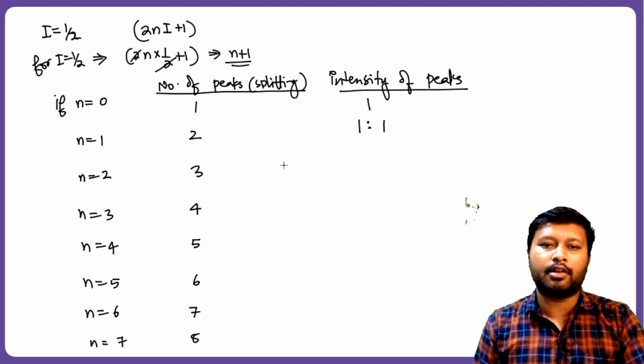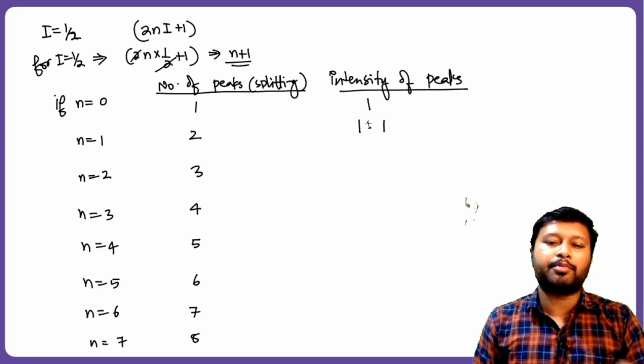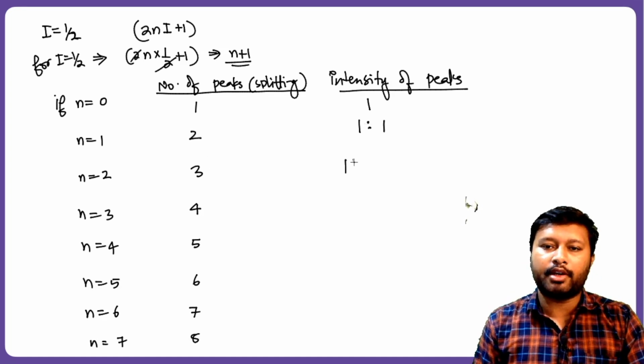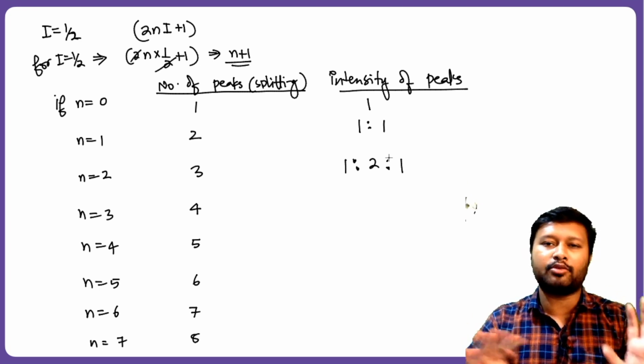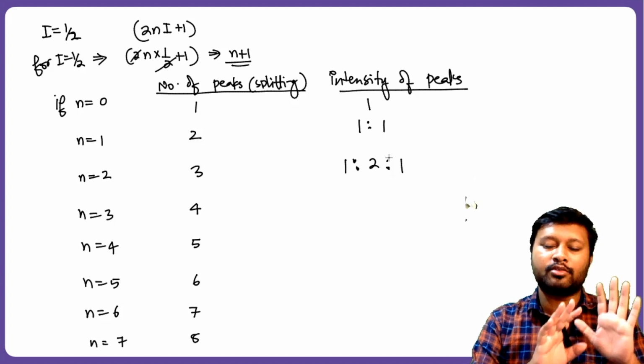Alright, 1:1. That's the ratio of the height of the peaks. If there are 3, it will be 1:2:1. I'll explain how you can do that. This is super simple to do. You don't have to memorize all this.